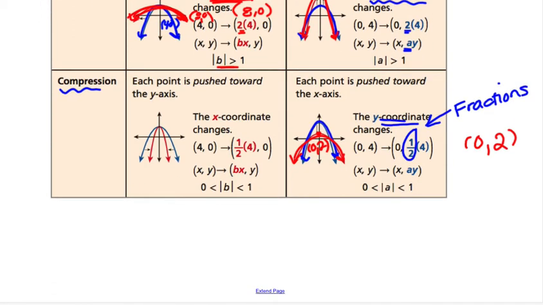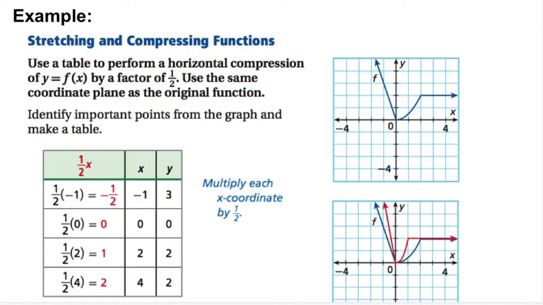Compression. Heading down here. Here's your original. And you're pulling it towards the y-axis. These numbers are going to be fractions again. A number between 0 and 1, so you multiply it by b. So 1/2 times 4 is 2, 0. So your new point, should have done that in red here, is going to be 2, 0. It'll be inside.